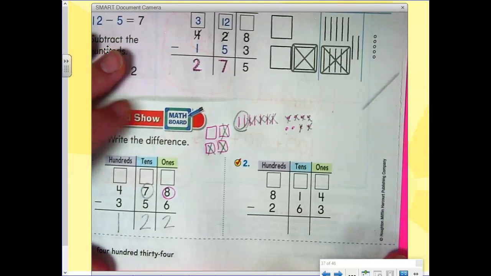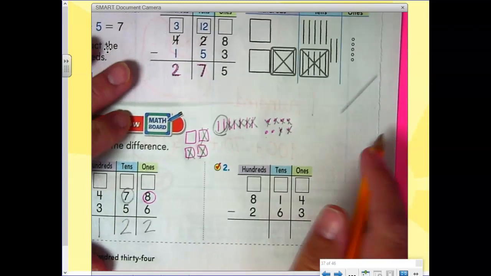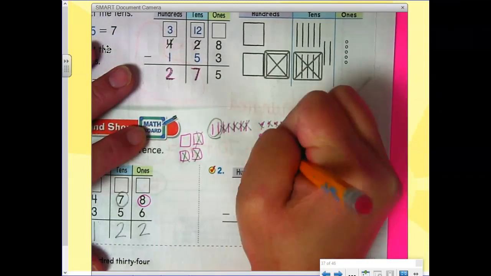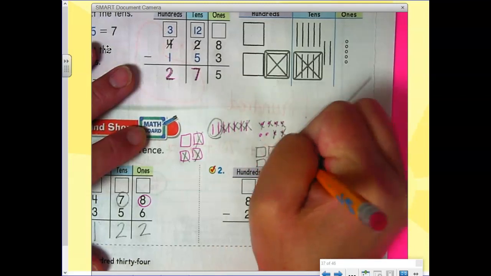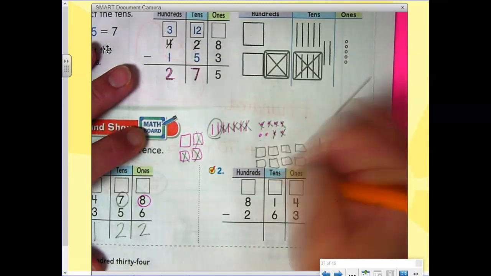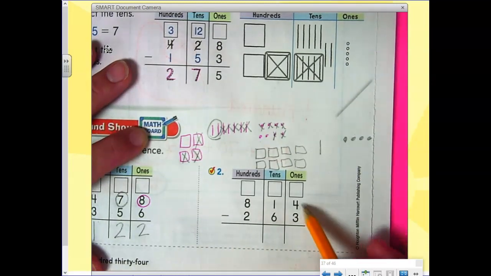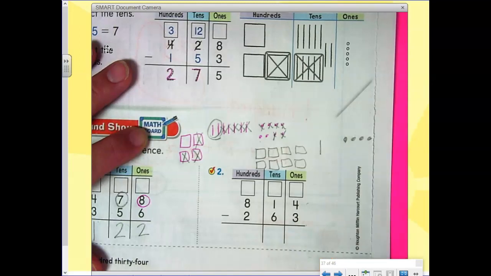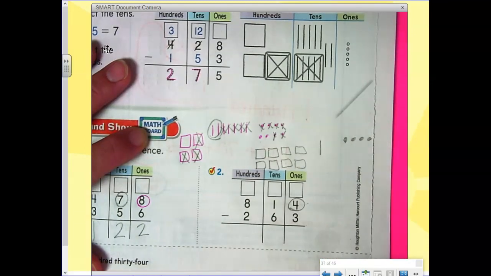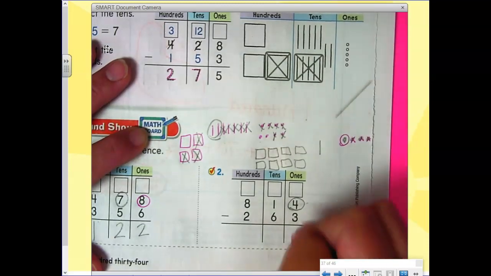All right. Number 2, 814 minus 263. So I can do 800s, 1 ten, 1, 2, 3, 4. That's 814. All right, minus 263. So ones place. 4 minus 3. Where's my big number? It's on the top. If it's on the top, no need to stop. 4 minus 3. 1, 2, 3. It's 1.